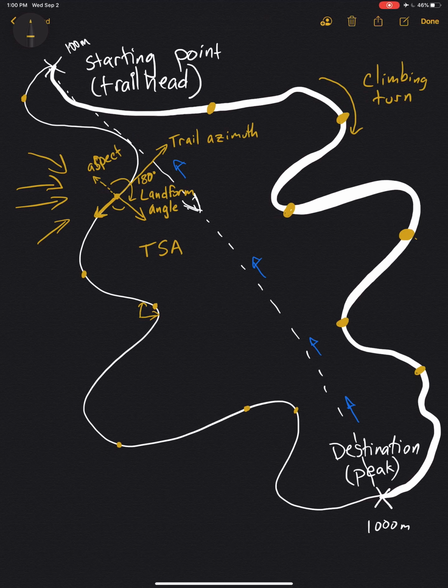Or if that angle is greater than 90 degrees, we take the other pair. So we would take the direction the trail is running at that point in the opposite direction and compare that against that landform angle. And in that case, this would be slightly less than 90 degrees.